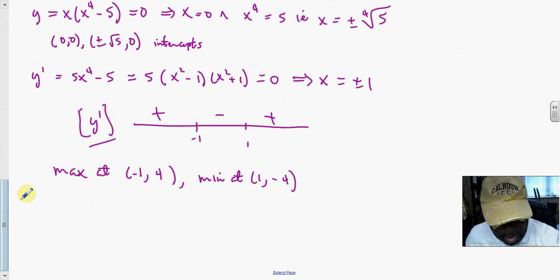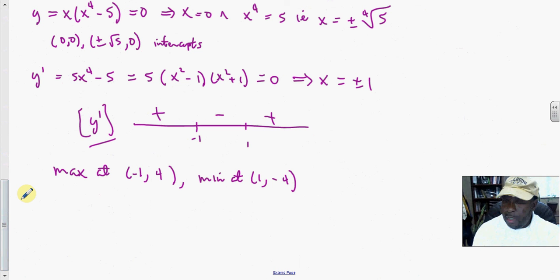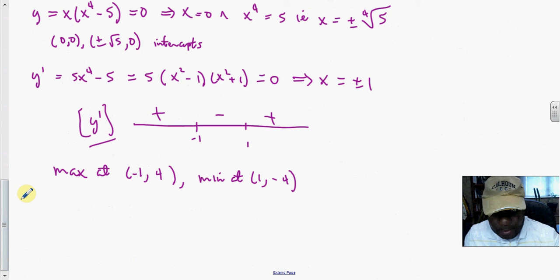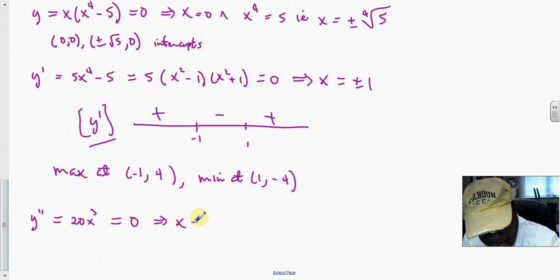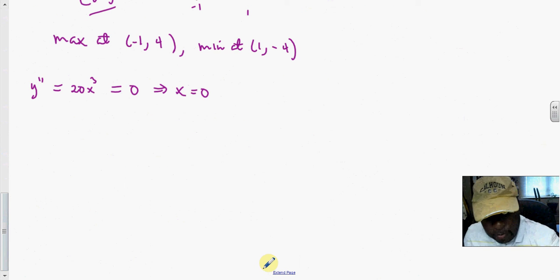Okay. Kind of losing it. Alrighty. Got to investigate concavity and inflection as possible. Let's see. That just becomes 20x to the third. You set that second derivative equal to 0. This implies that x equals 0.